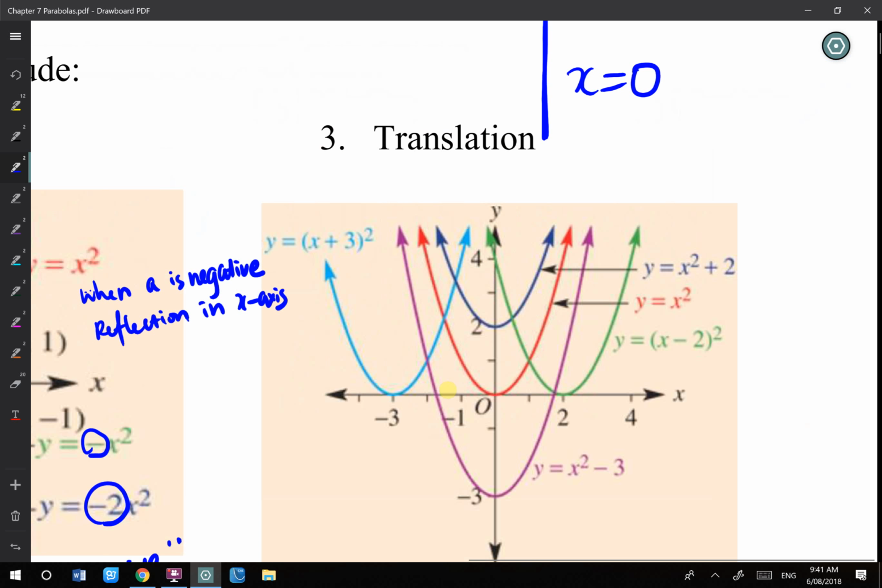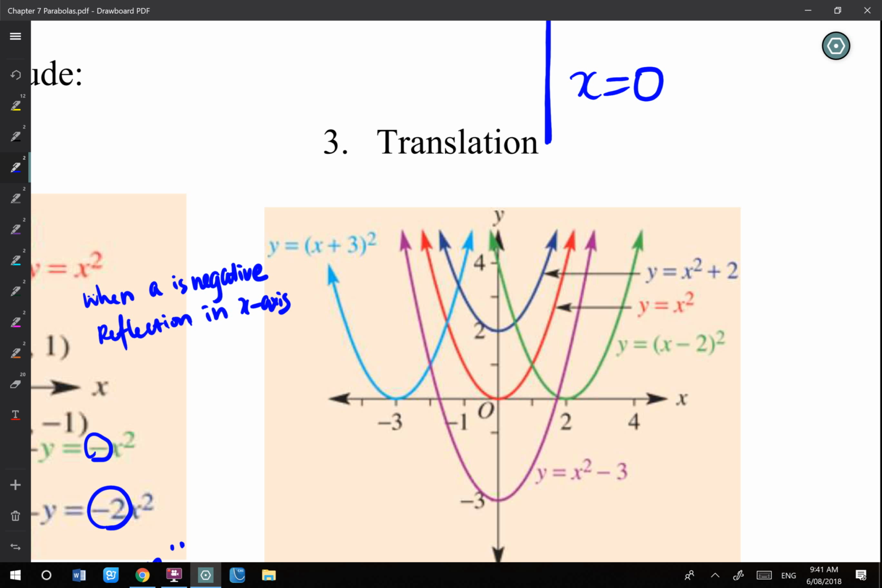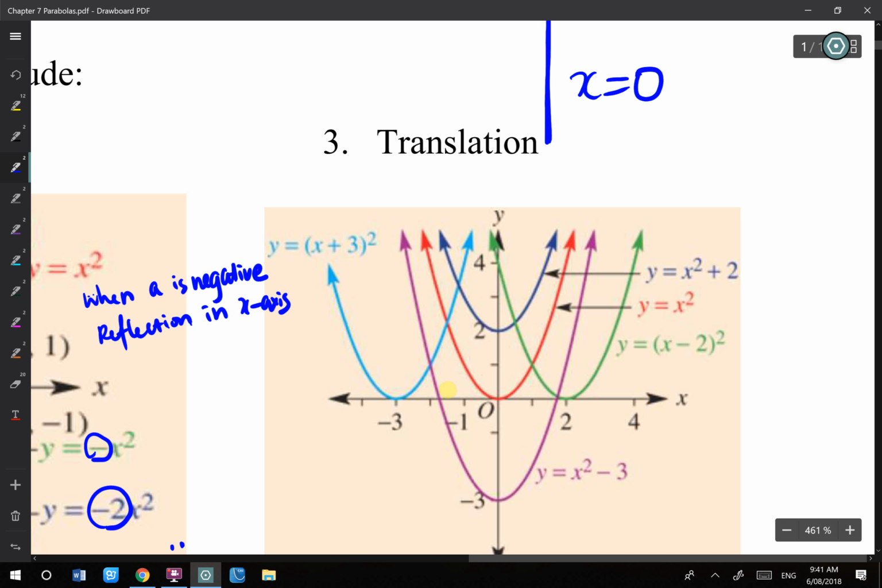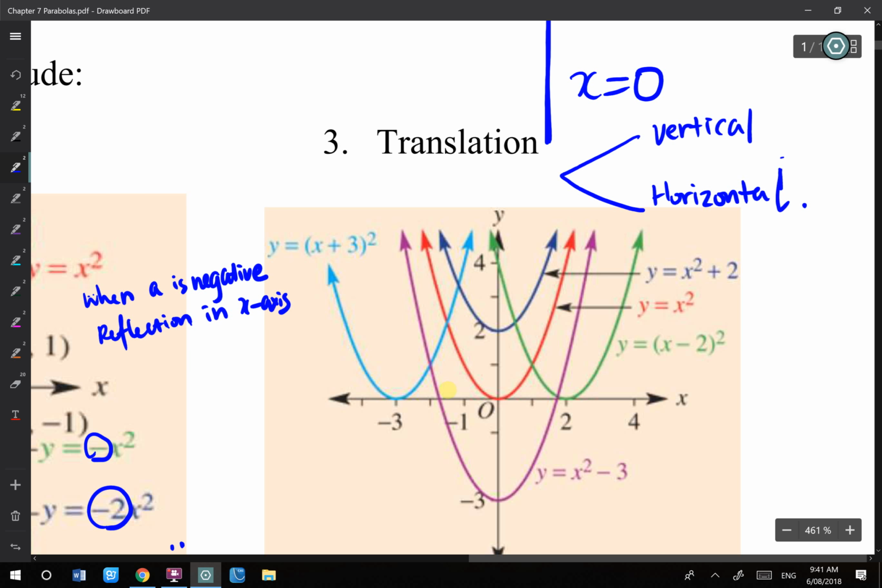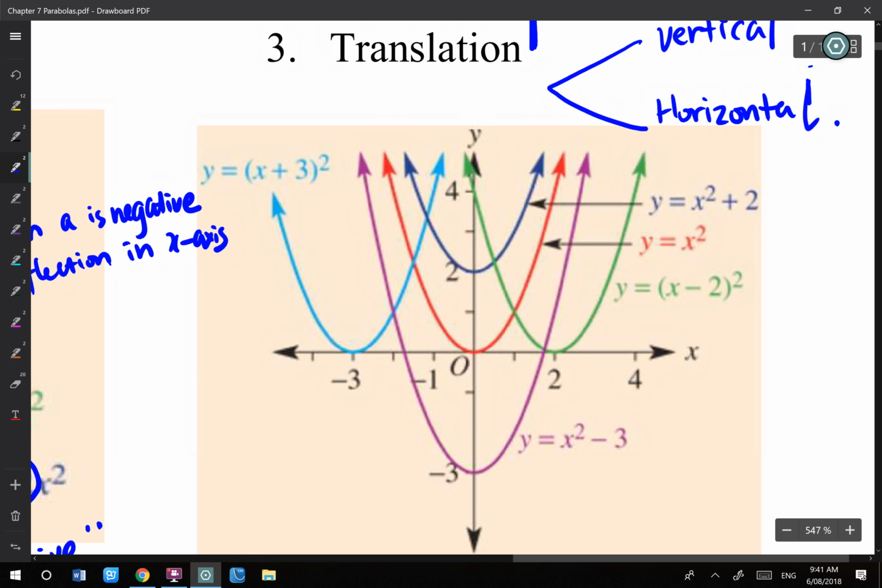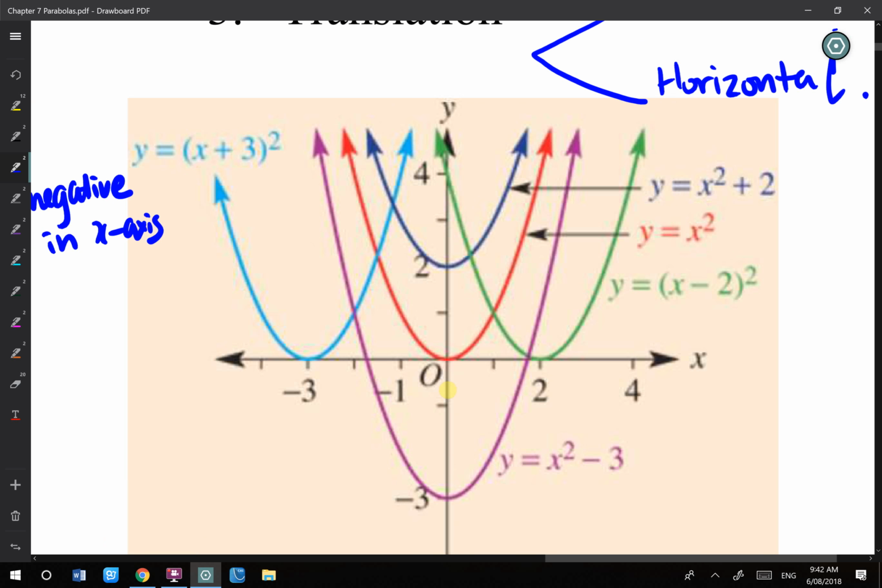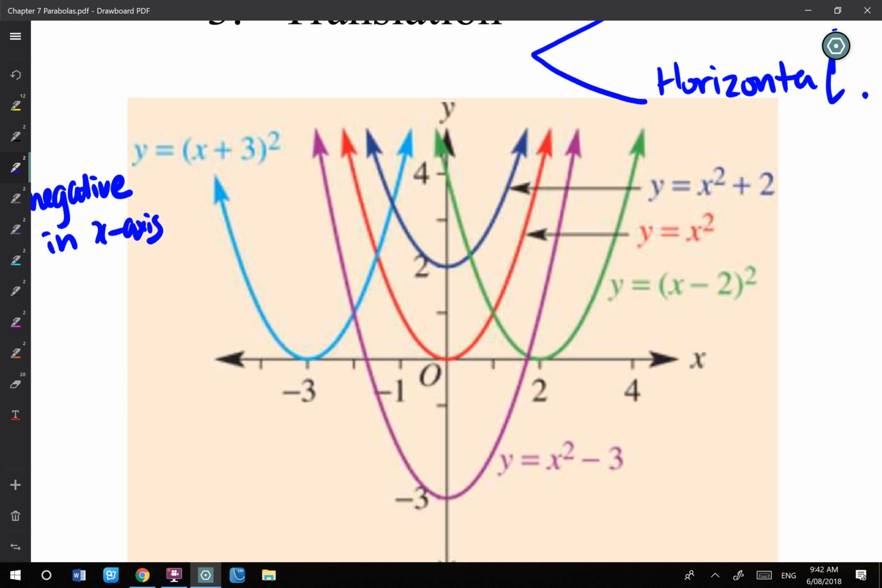Okay, last one is translation. This is the most complex one. There are two translations: a vertical translation and a horizontal translation. Let's think about the vertical translation first. The red one again is still the most original graph.